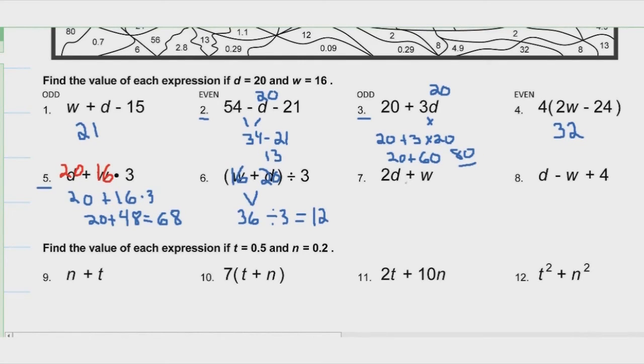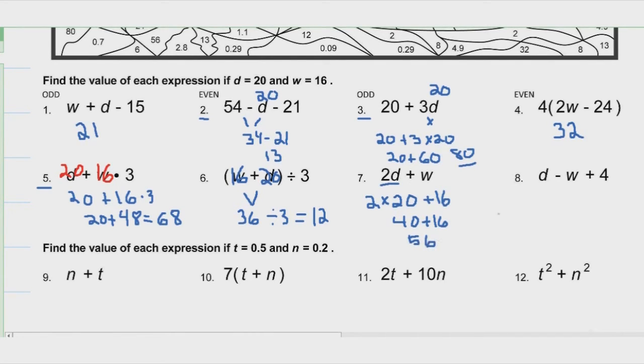Then problem 7, D is now going to be 20. And again, a number next to parentheses means multiplication. So you're going to get 2 times. I know I still use the X. I'm just kind of showing it to you really quick. Might actually start being a good habit to use parentheses. I'll remember that next time. So we have 2 times 20 plus 16. And 2 times 20 is 40 plus 16. That is going to equal 56.